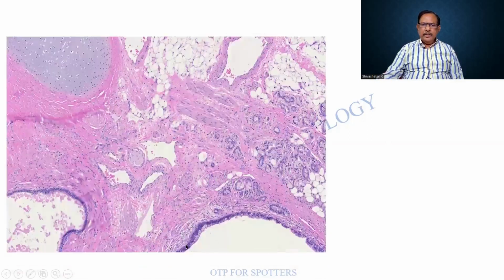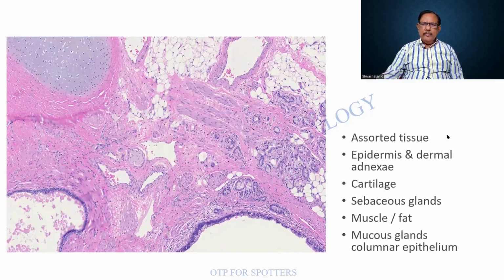This is yet another slide. I am finding a cystic cavity that is lined by columnar epithelium. Bluish area, which is cartilage. Empty spaces, which is fat. And this is a blood vessel. Again, stroma of musculocollagenous tissue.